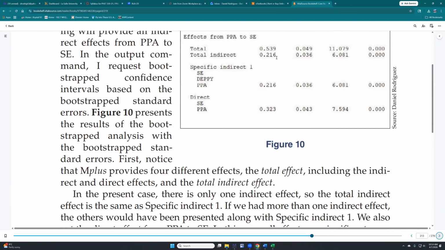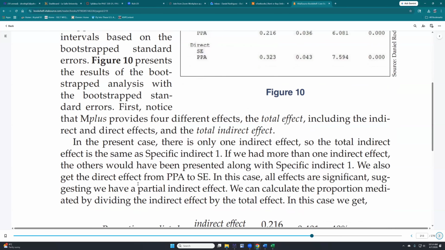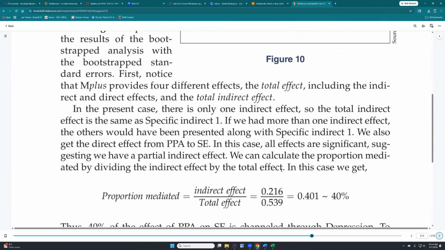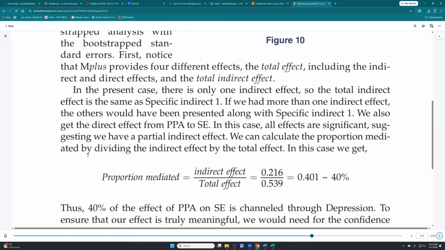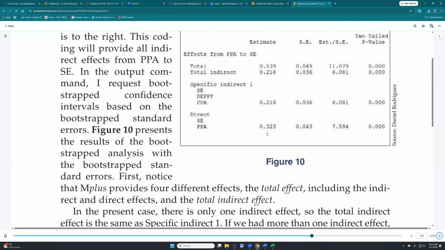The specific indirect effect is the same as the total indirect effect because there's only one. We also get a direct effect from PPA to self-esteem. In this case, the effects are significant, suggesting that we have a partial indirect effect, partial because the direct effect remains significant.